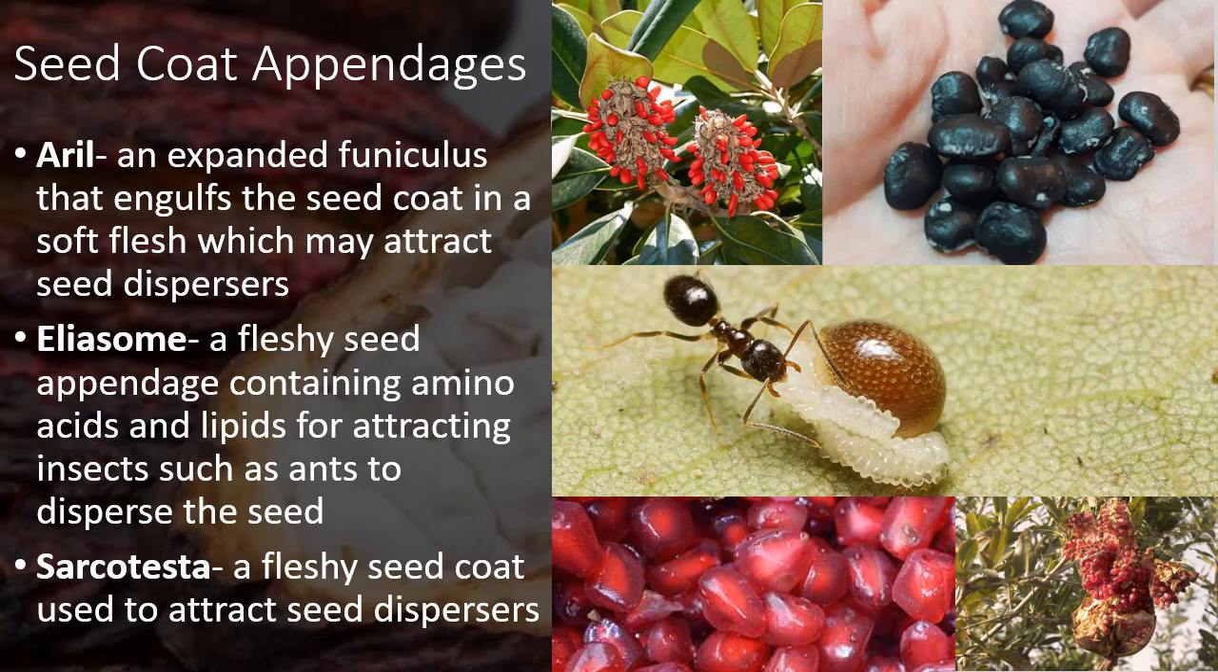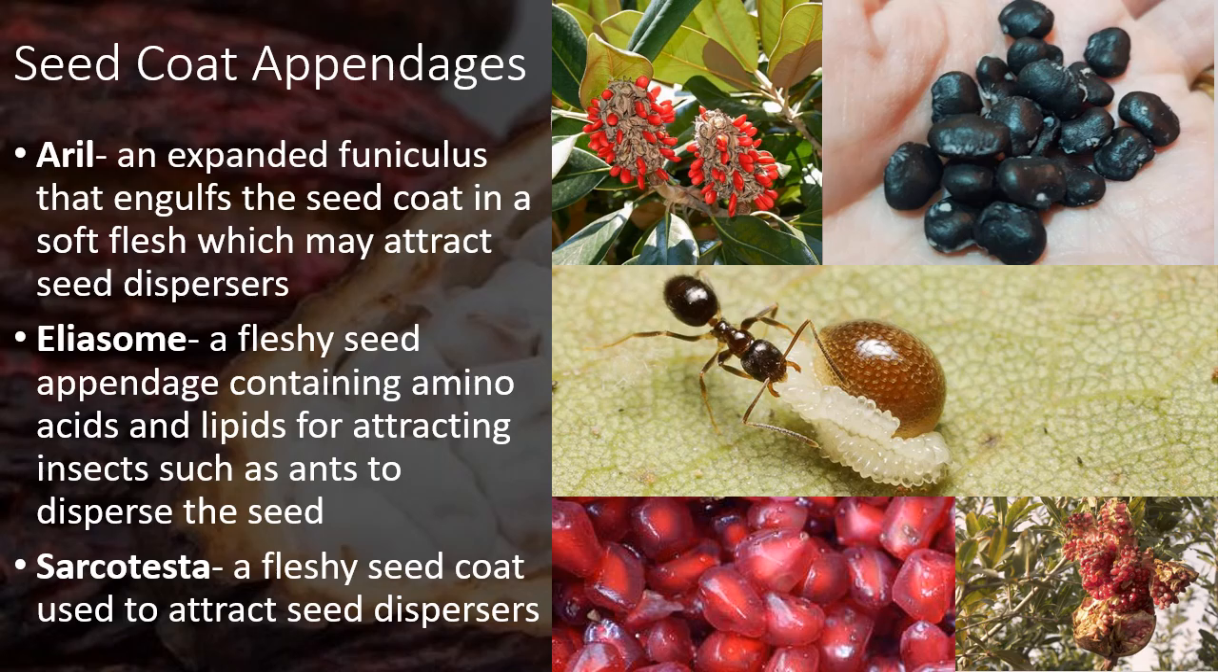And then the last type of seed coat appendage we'll be discussing today is the sarcotesta. So we just discussed how testa is a synonym of the seed coat. So a sarcotesta, sarco means flesh or muscle. So sarcotesta is a fleshy seed coat or testa. And that's a fleshy seed coat used to attract seed dispersers.